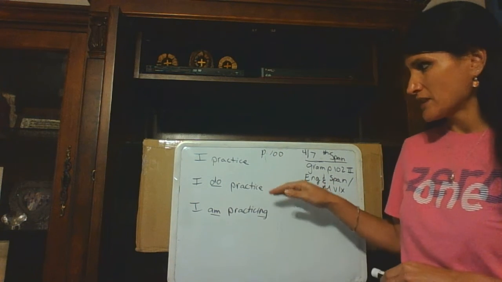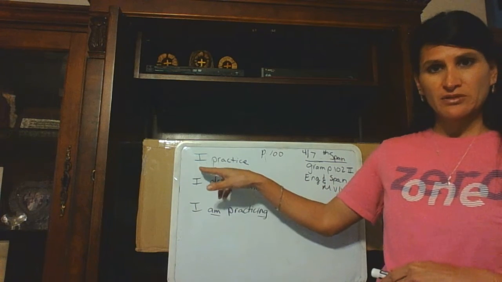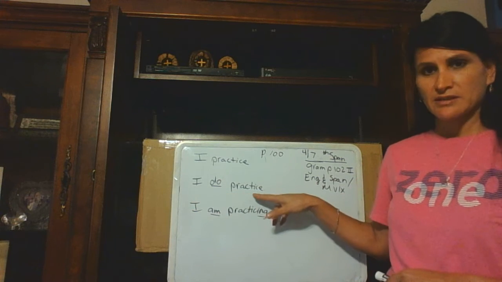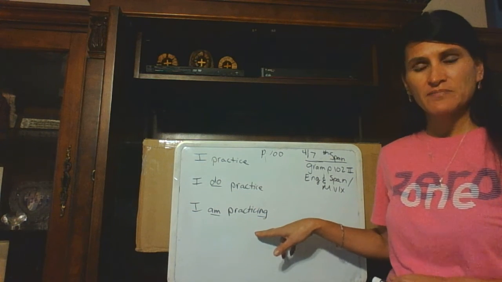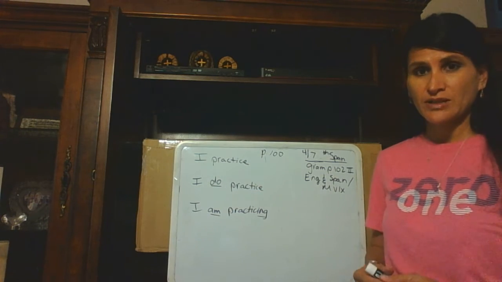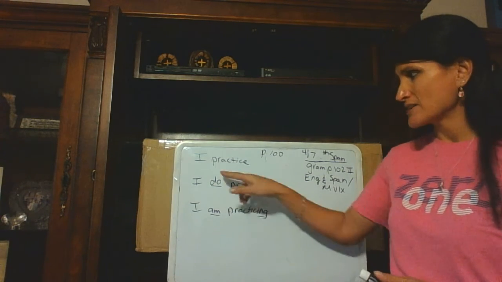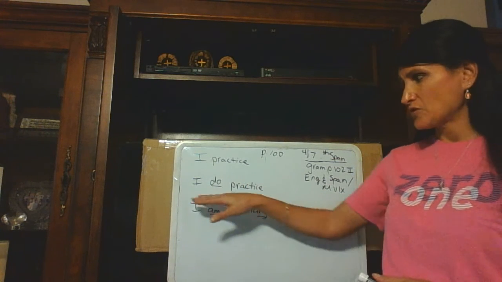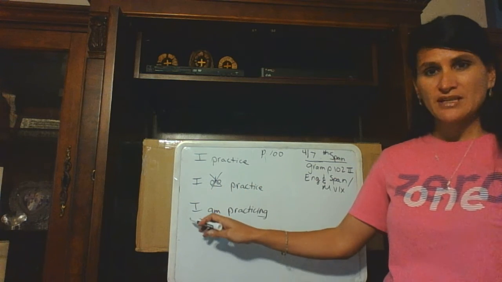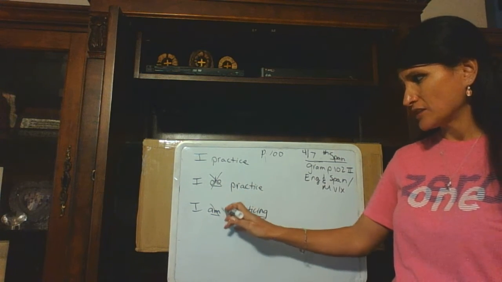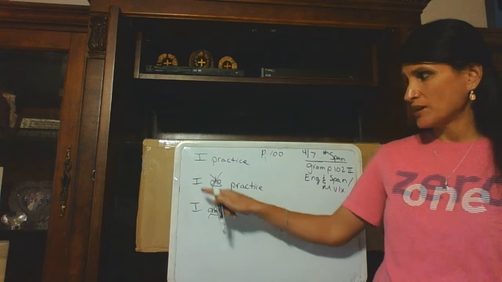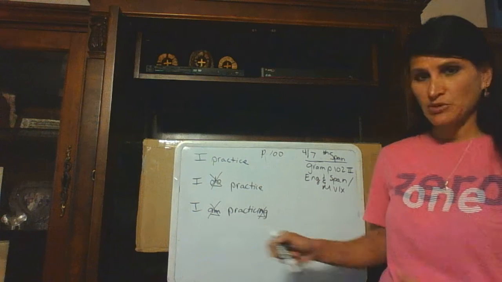The first thing I want you to notice is that when I write the sentence I practice in Spanish, or I do practice, or I am practicing, for purposes of our class all three of these sentences will translate the same. They will all translate to I practice. So if you see I do practice, you won't translate the do. If you see I am practicing, you're not going to translate the am or the ing. They would simply translate I practice.